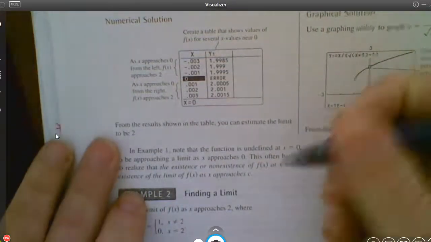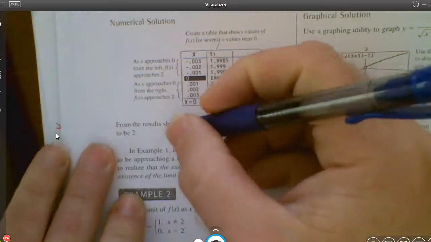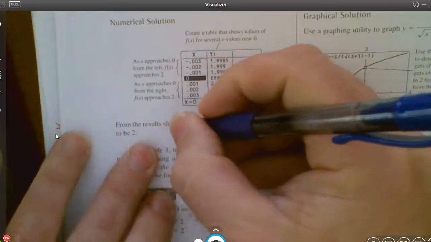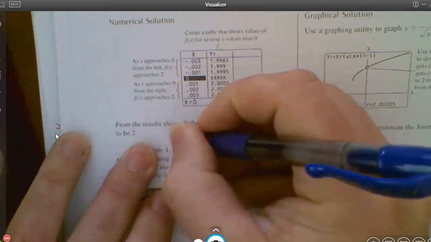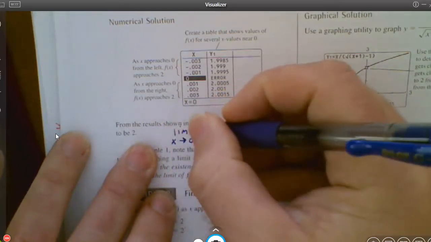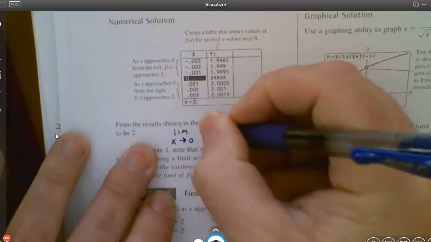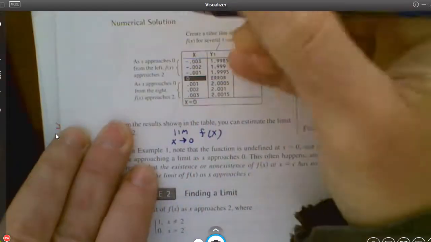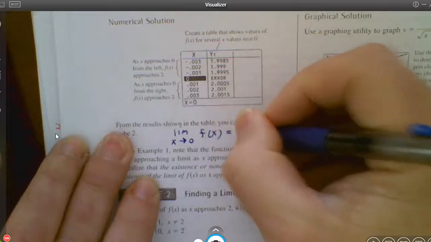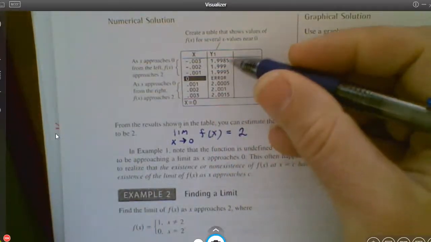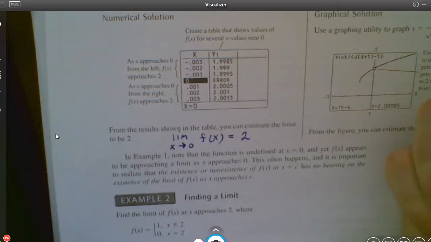And I don't see it written on here, so we'll write it this way. So we would say the limit as x approaches 0 of, and I'm just going to put f of x instead of putting in the whole function because it was kind of lengthy, is 2. So 2 is going to be our limit, right? That's the value that we are approaching from the right and from the left.